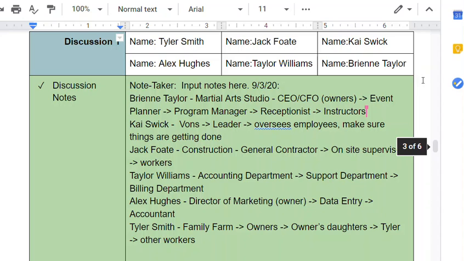And then Kai, who was our leader, who started off the conversation, he works at Bonds as a leader, and he basically oversees all the employees and makes sure that everything gets done properly. Then myself, I work in construction as well. So there's the general contractor who goes to the bids, gets the jobs, and then the on-site supervisor who makes sure that everything goes smoothly, and then the workers.